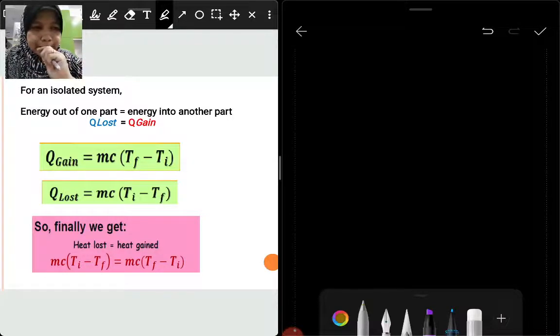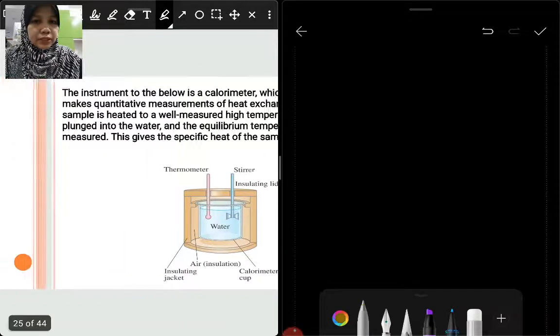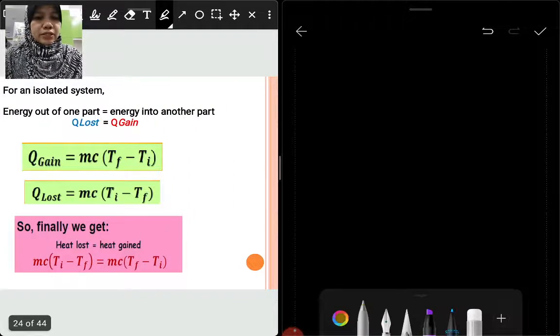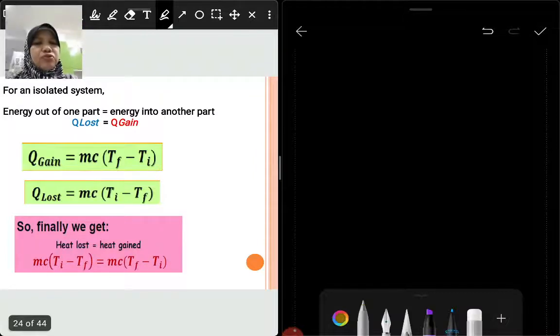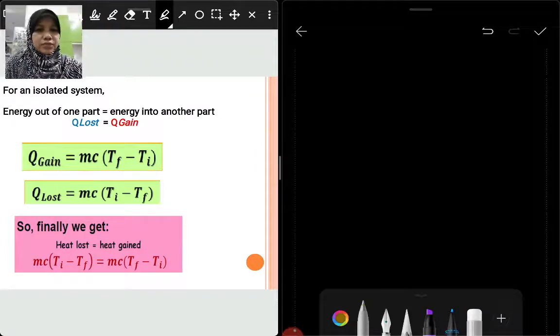Now I don't want you to use this. Look at this equation. I prefer you to use this equation. Let me write it for you.